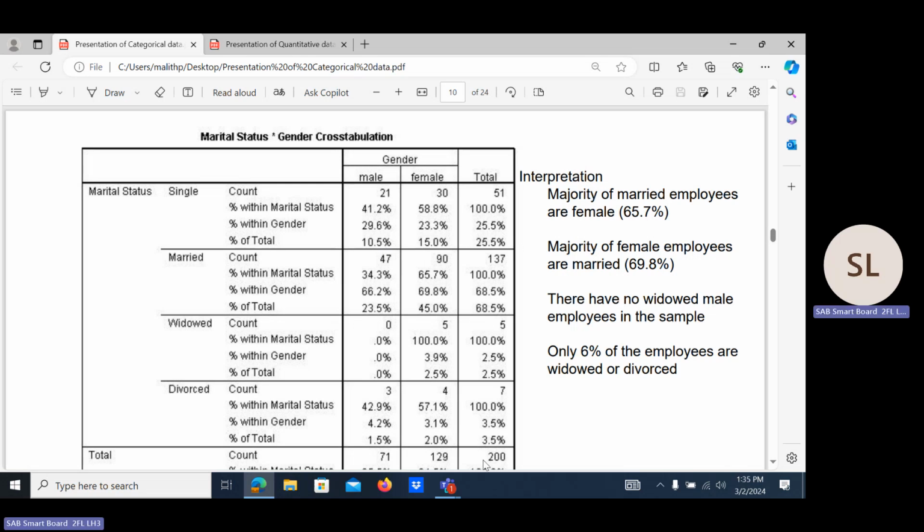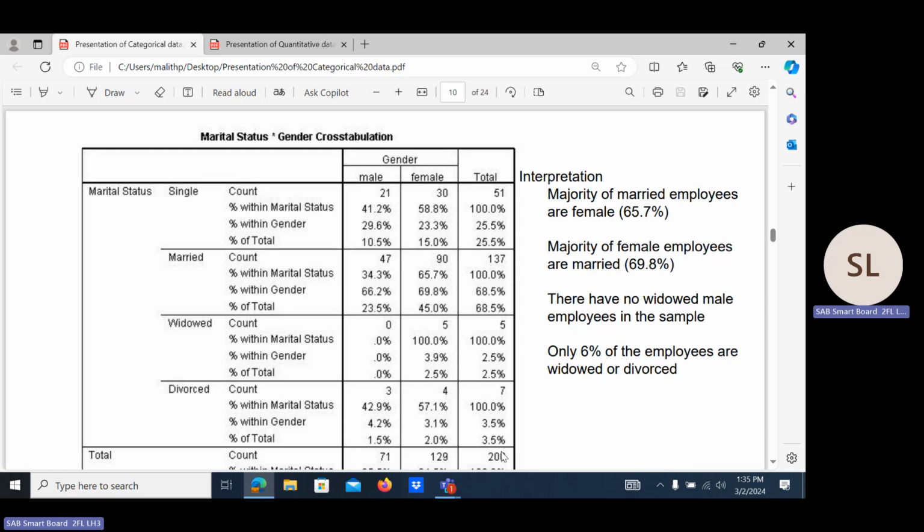Total number is 200, no? Then how many of them are single and male? 21. Then 21 over 200 is 10.5%. Understood? Then in here, 15%.